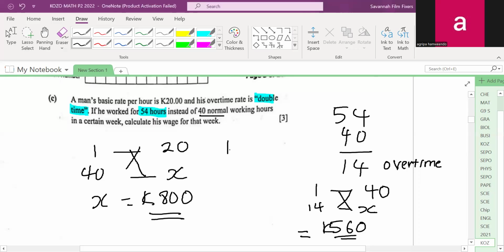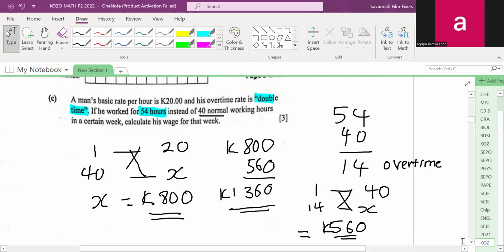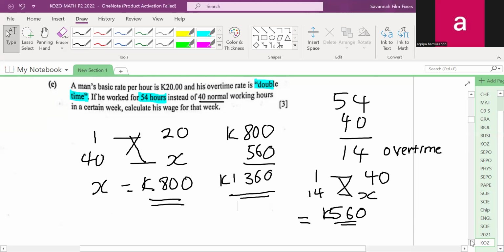So if we add the 800 to the 560, we're going to get 1,360 as how much he made in this particular week. Does that make sense? Yes, it does. Okay.